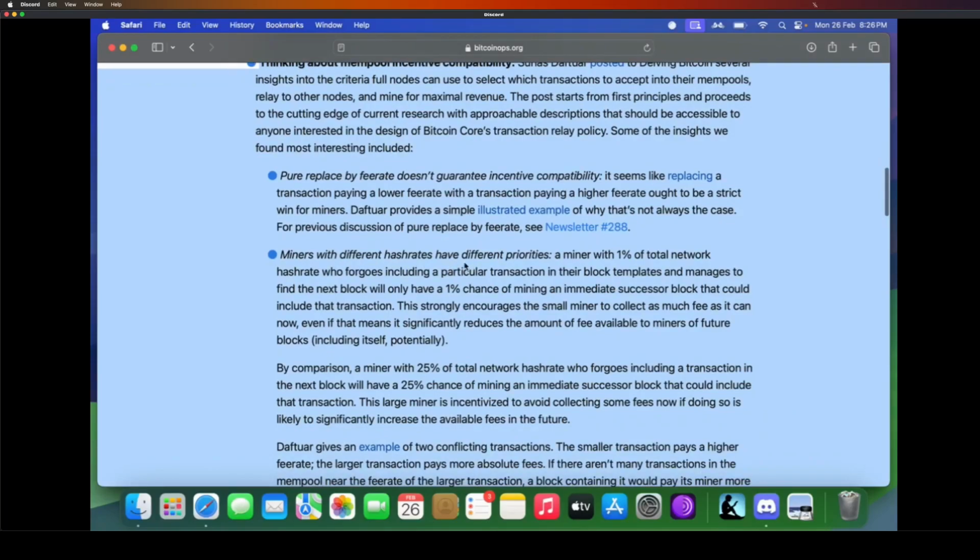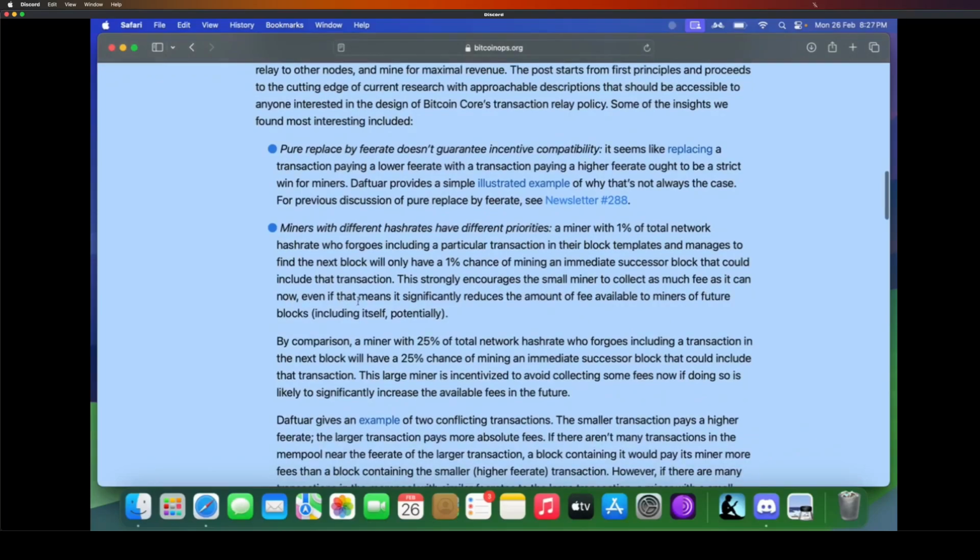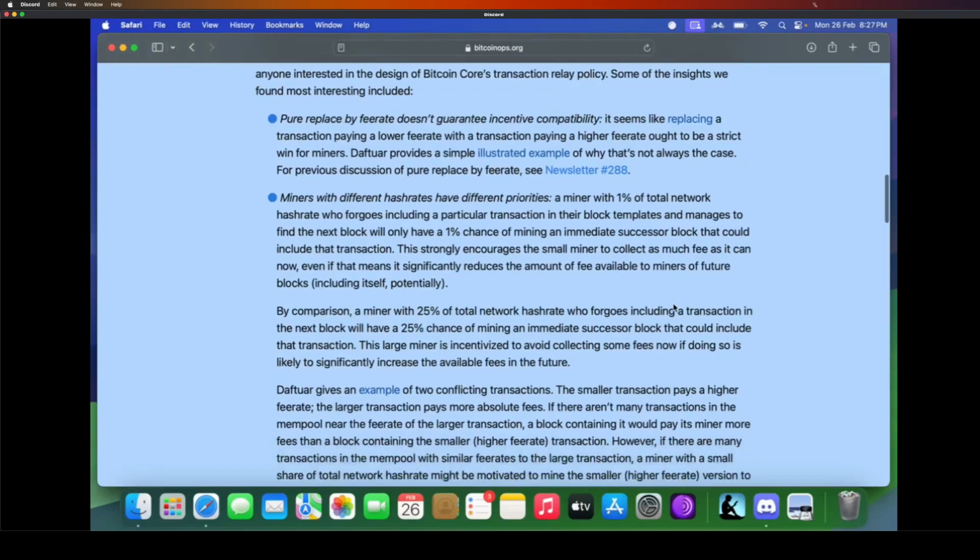Miners with different hash rates have different priorities. A miner with 1% of total network hash rate who forgoes including a particular transaction in their block template and manages to find the next block will only have a 1% chance of mining an immediate successor block that could include that transaction. This strongly encourages the small miner to collect as much fee as it can now, even if that means it significantly reduces the amount of fee available to miners of future blocks, including itself potentially.